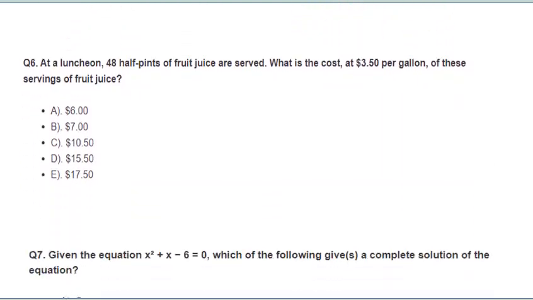This question says, at the luncheon, 48 half pints of fruit juice are served. What is the cost, at $3.50 per gallon, of this serving of fruit juice? Now, what I want you to understand is that 48 half pints means 24 pints. That's the first thing you need to establish.